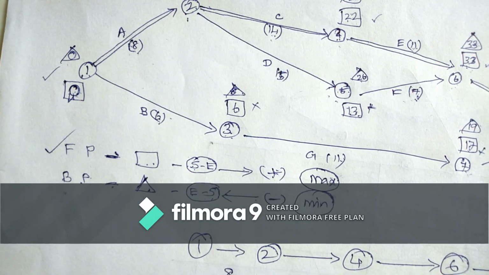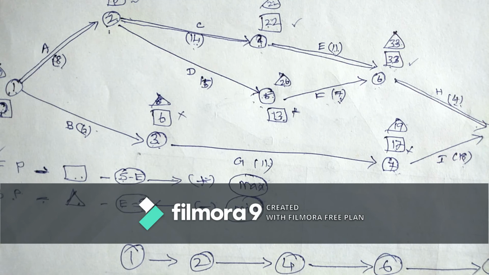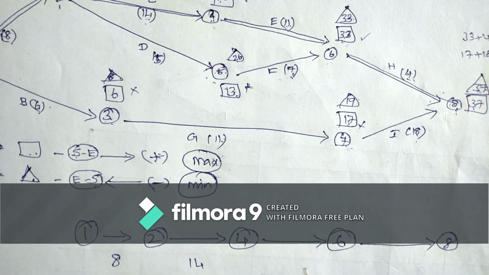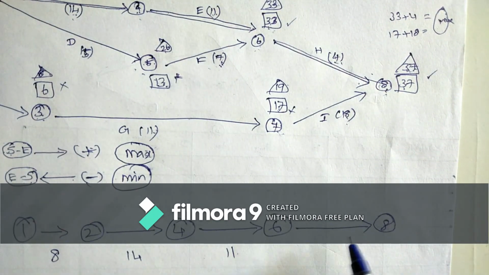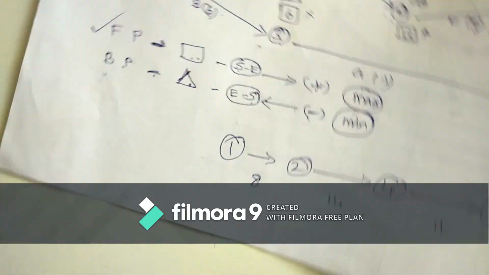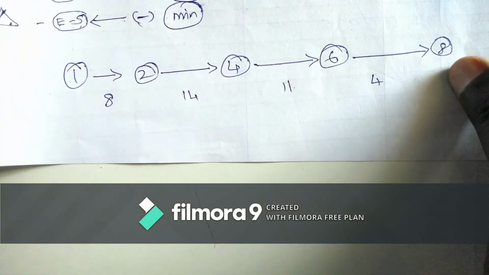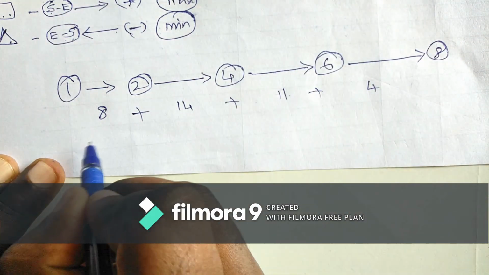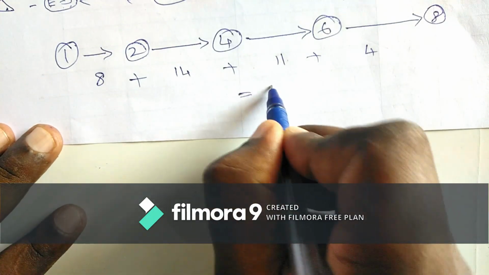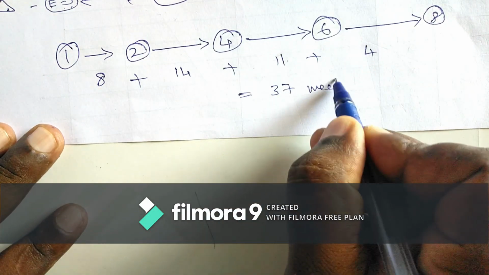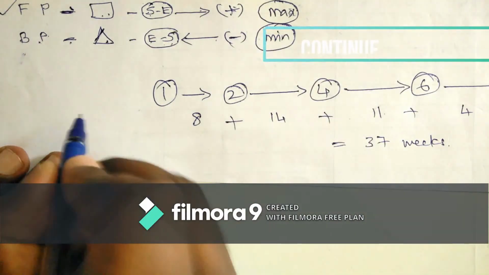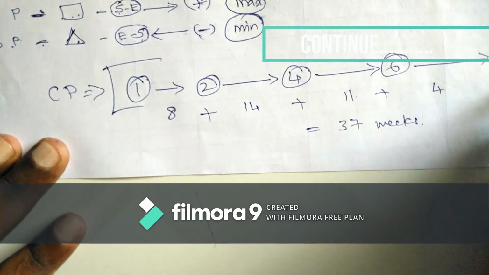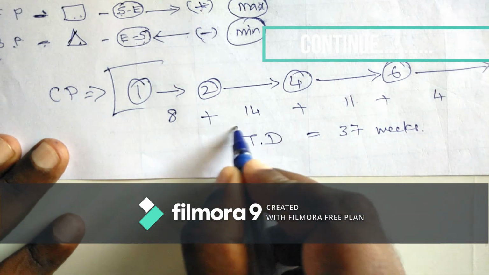What is the duration? 1 to 2 is 8, 2 to 4 is 14, 4 to 6 is 11, and 6 to 8 is 4. Okay, so now these are the durations. We have to add all the durations. We get a total of 37 weeks. So this is called the critical path, and this is your total duration.